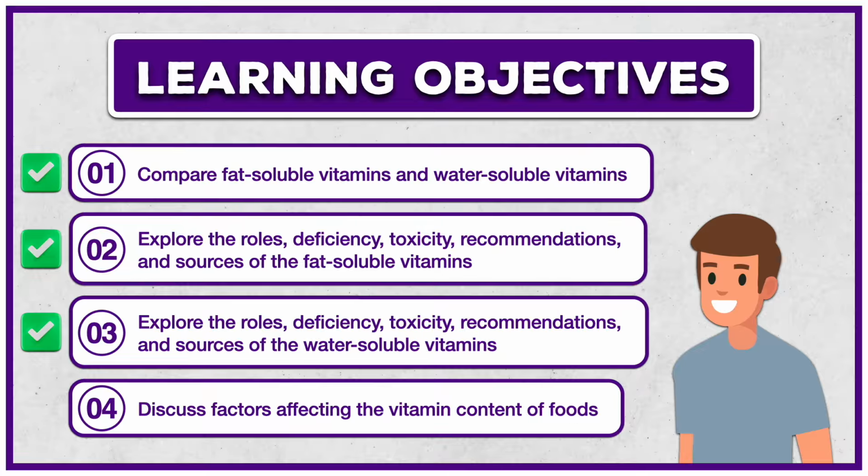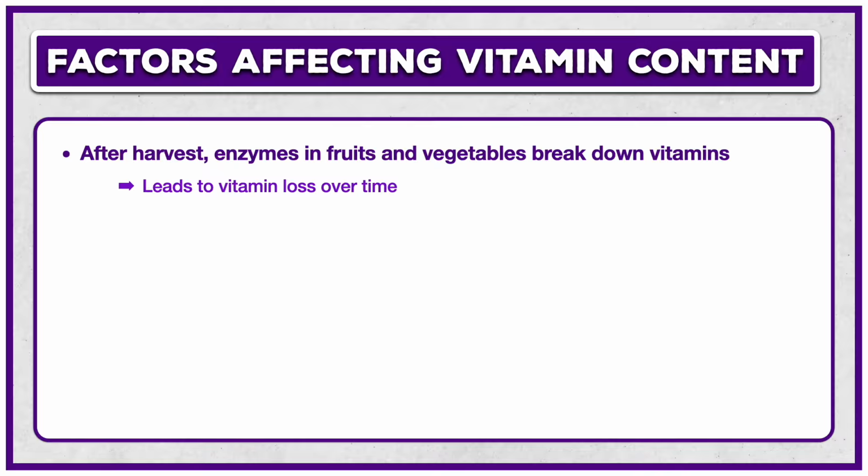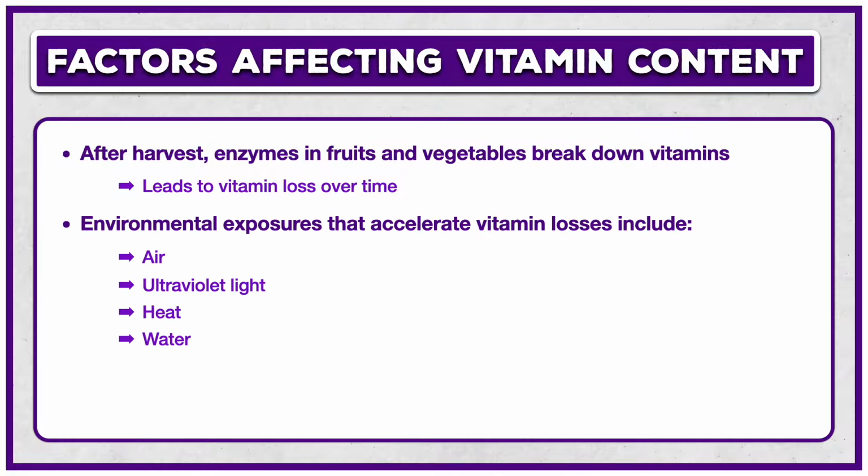Okay, now that we've explored the roles, deficiency, toxicity, recommendations, and sources of the water-soluble vitamins, we'll finish by discussing factors that affect the vitamin content of foods. There are several factors affecting vitamin content. After harvest, enzymes in fruits and vegetables break down vitamins, which leads to vitamin loss over time. Nonetheless, there are environmental exposures that can accelerate this process. Environmental exposures that accelerate vitamin losses include air, ultraviolet light, heat, and water.